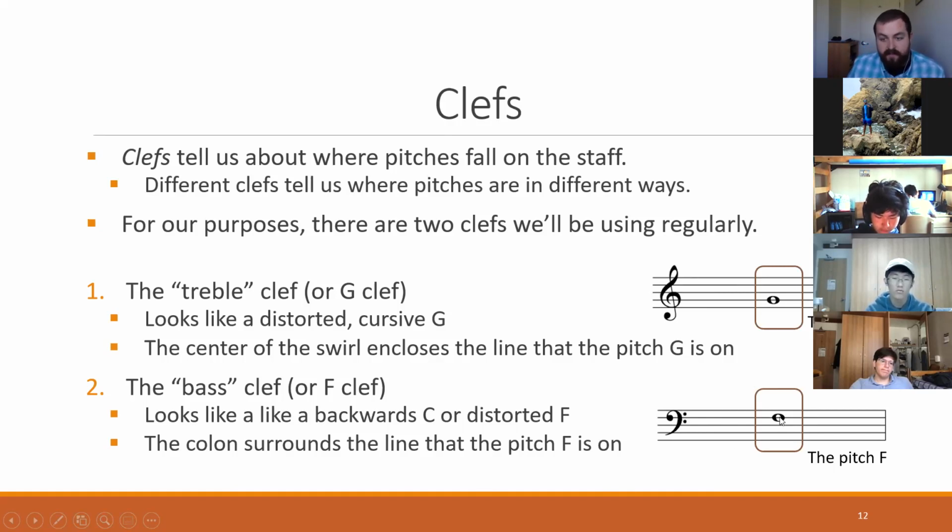If this is F, if we go up to the adjacent space, we would get G. The G in bass clef is going to be in different places than the G in treble clef, for instance. So these are completely different systems. You have to be kind of aware of where pitches fall in relation to different areas.